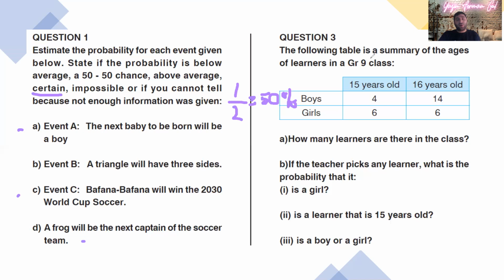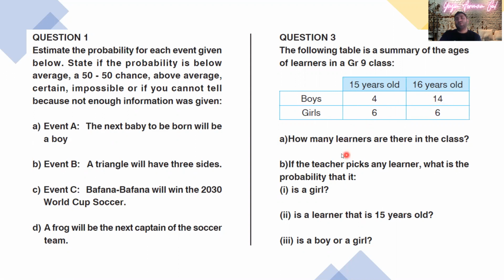The following table is a summary of the ages of learners in grade 9. Okay, this question, class. Right, so how many boys are in this class? The boys: there are 4 boys in this class who are 15 years old. There are 14 boys who are 14 years old. There are 6 girls who are 15 years old in this class. There are 6 girls in this class who are 16 years old.